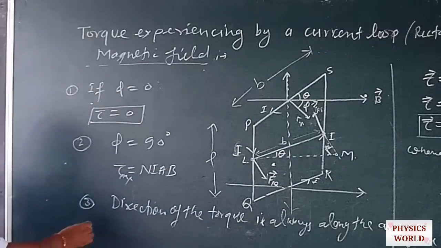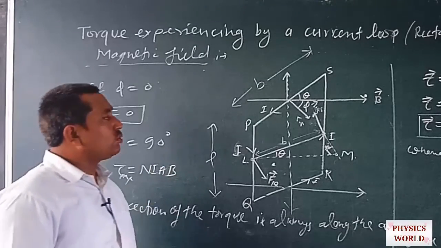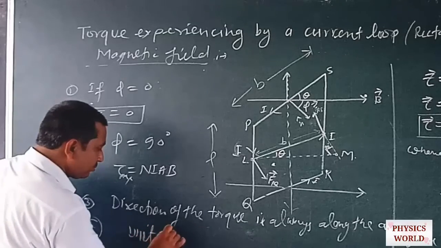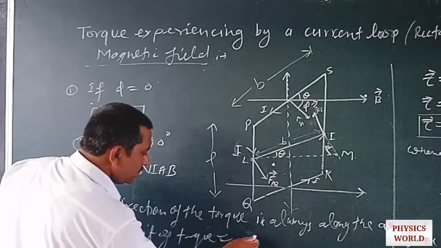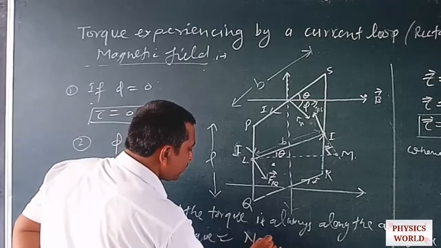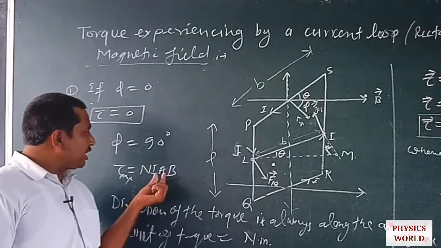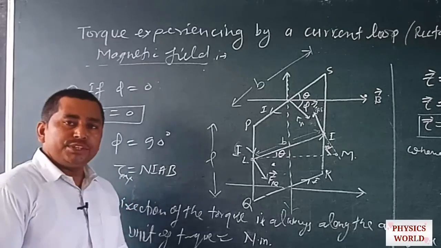And what will be the unit of the torque experienced by the coil? That will be Newton meter. So the unit of torque is Newton meter. Okay, when we measure I in ampere, A in meter square, and B in Tesla, then the unit of tau is Newton meter.